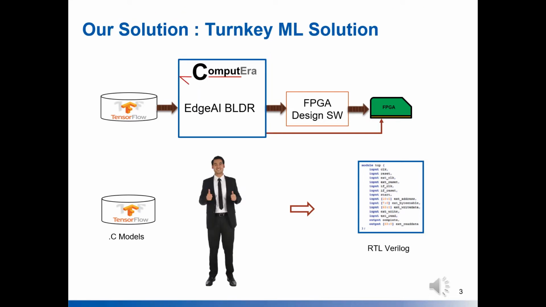The solution is Edge AI Builder, a turnkey machine learning solution for implementing AI on an FPGA. It takes in a C model and optimizes it for implementation on an FPGA, allowing the designer to go through a standard development flow using FPGA software tools to implement the acceleration.